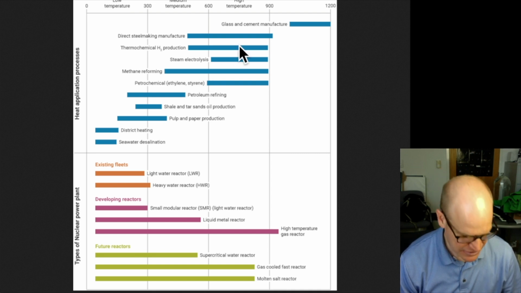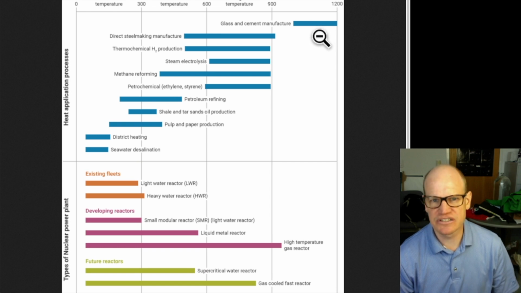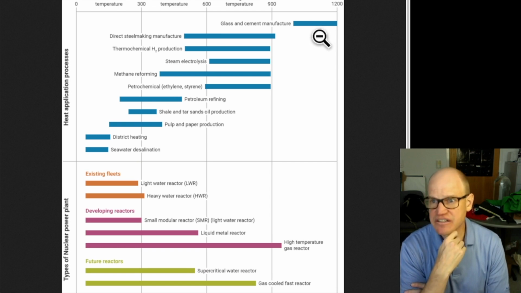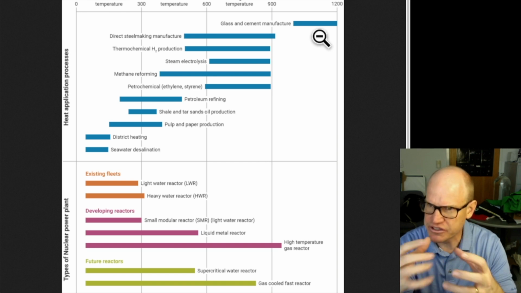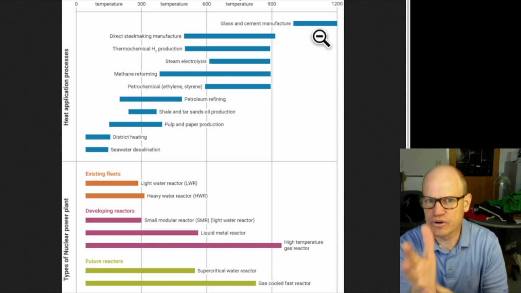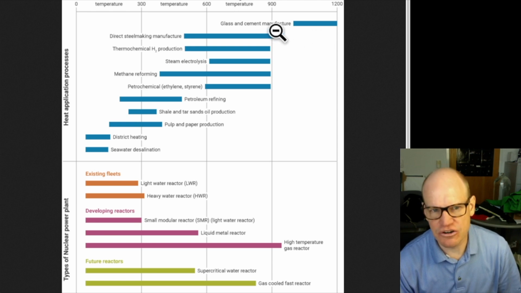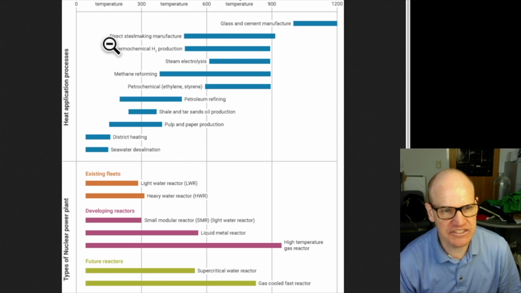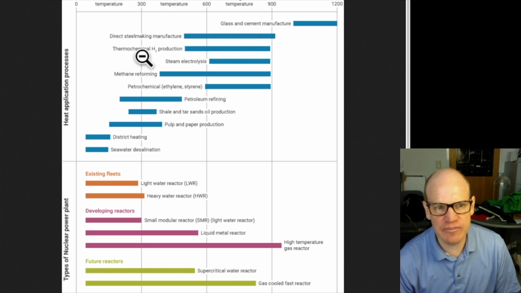So you can see that glass and cement manufacturing is at the top. Cement manufacturing has to take place at around 1500 Celsius, I think. The typical temperature in those kilns where they're producing the clinker is more than 1200 degrees. Glass I don't know much about, but cement is the largest emitter in that section. For direct steel manufacturing, the range of temperatures they need is between 600 and 900 Celsius. Then thermochemical hydrogen production.